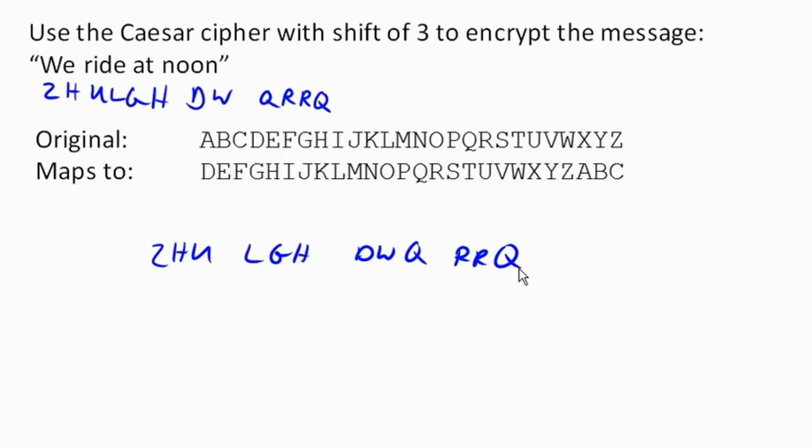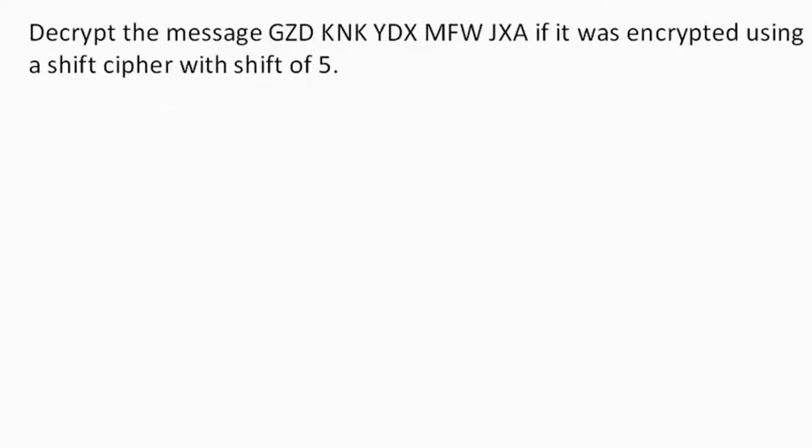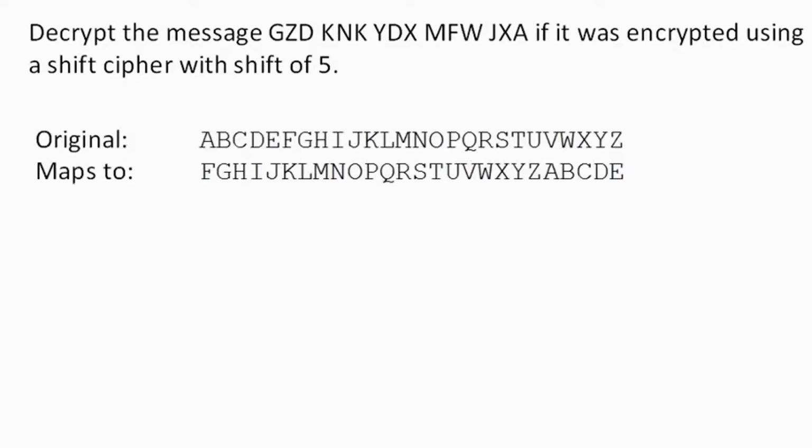So now we can go the other way, decrypting the message. This one here, if it was encrypted using a shift cipher of shift 5. A shift 5 would mean that A would be shifted 1, 2, 3, 4, 5 characters over. So A would map to F. The whole mapping would look like this. So to decrypt, we go the other way. If G is the first character of my encrypted message, then B is the first character of my unencrypted message.